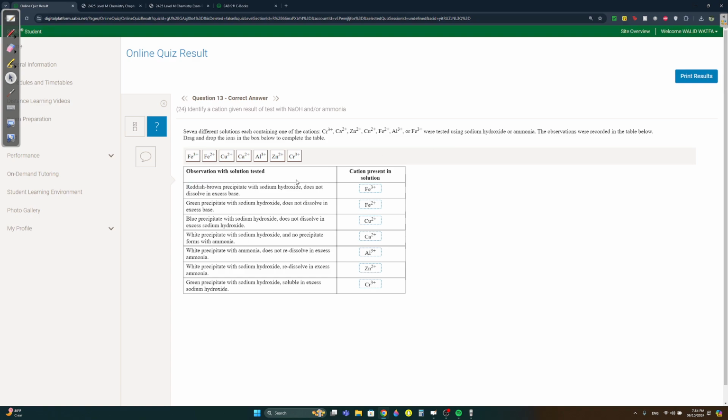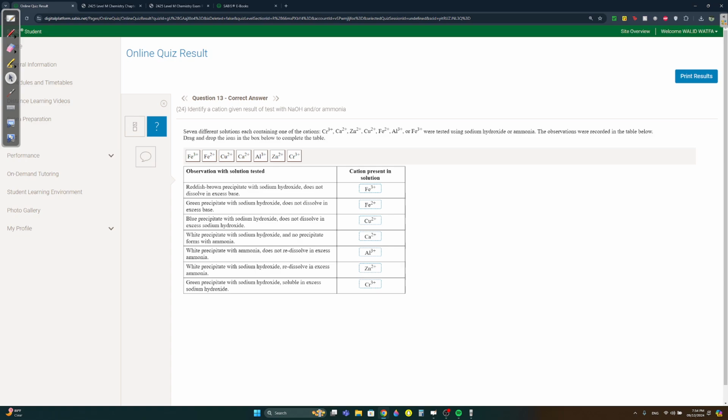If you get a reddish-brown precipitate fast, you know it's Fe3 plus. If you get a green precipitate that does not dissolve in excess base, it's Fe2 plus. Blue precipitate with sodium hydroxide that does not dissolve in excess sodium hydroxide. Anytime you see blue, we know it's copper. White precipitate with sodium hydroxide and no precipitate forms with ammonia. So, no reaction with ammonia. What is it? Calcium, right?